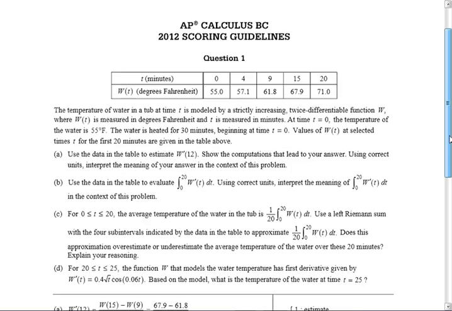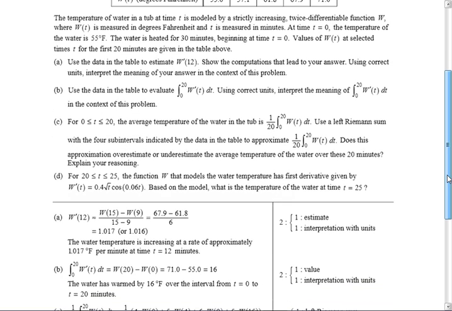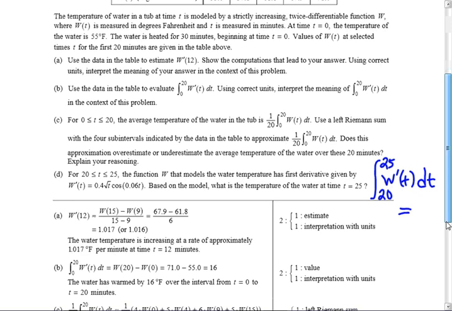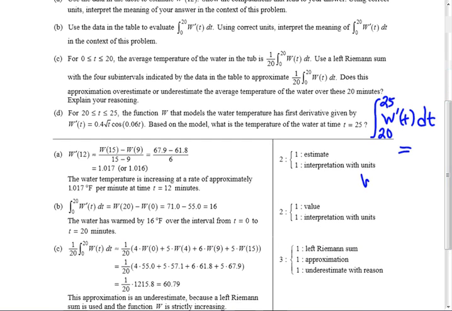Look at this. Here's the fundamental theorem of calculus. That's the fundamental theorem of calculus. I want to find the temperature at 25, and I know what it is at 20, and this is W prime. What is that equal to? W of 25 minus W of 20.